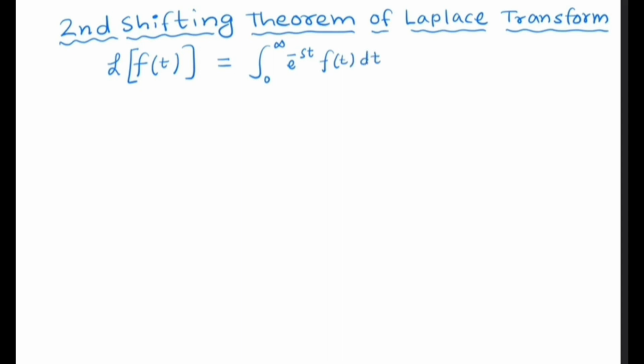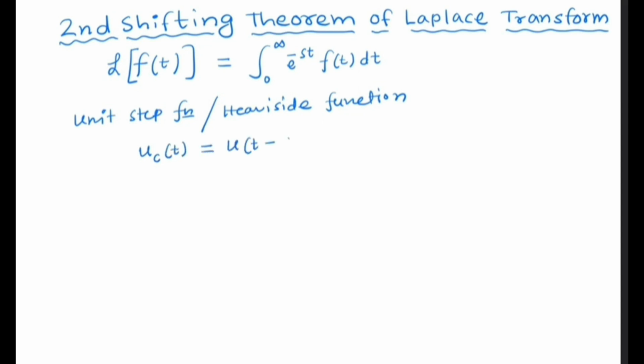Okay. Now, before going to the second shifting theorem, we need to recall a function which is called the unit step function, or Heaviside function. It is denoted by u_c(t), or u of t minus c, which is defined as 1 if t is greater than or equal to c and 0 if t is less than c.